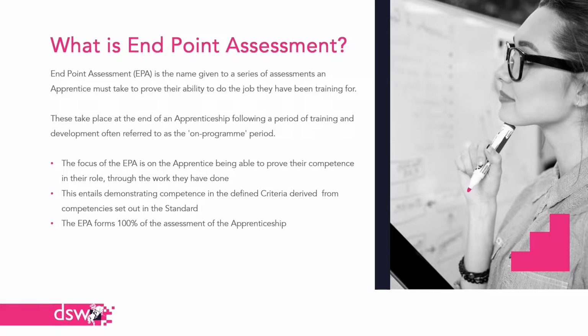What is endpoint assessment? This is what we call the series of assessments an apprentice must take to prove they're able to do the job for which they've been training. These take place once the on-programme period is complete and the apprentice is deemed ready for endpoint assessment. The endpoint assessment focuses on the apprentice proving their competence through the work they've done, and it forms 100% of the assessment of this apprenticeship.